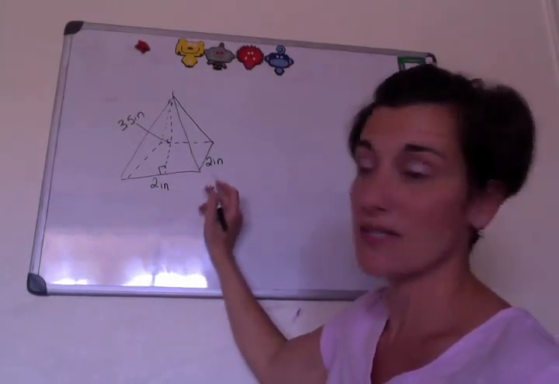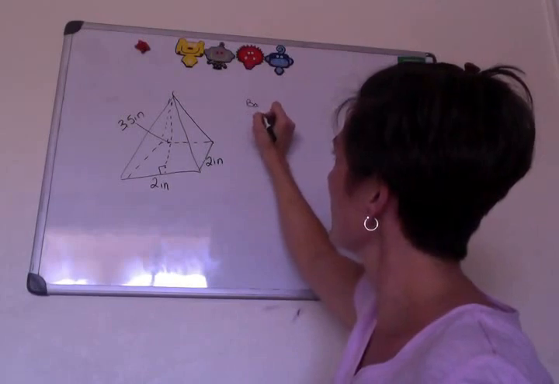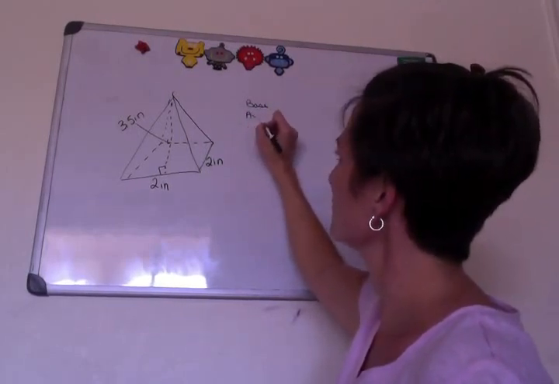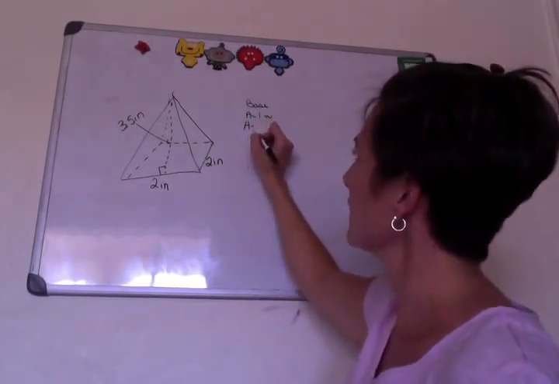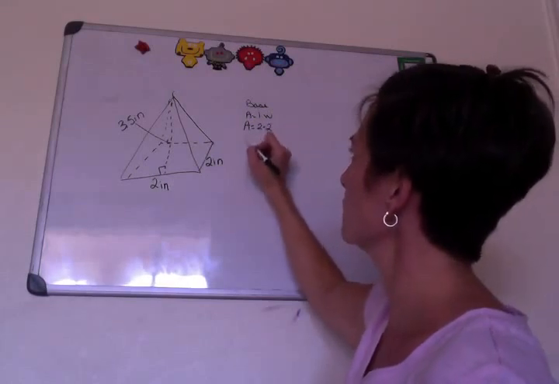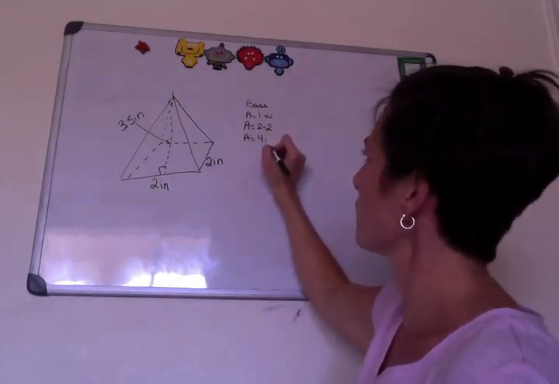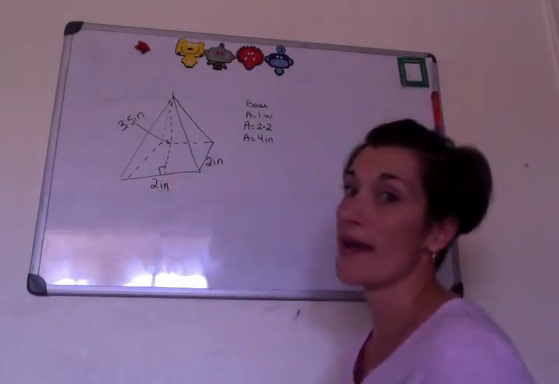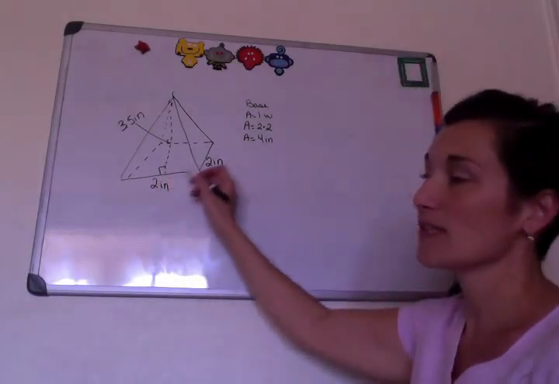All right, so I'm going to look at my base. My base, all of my sides are the same. So my base, the area, is length times width, or in this case is 2 times 2. So 4 inches is my base. Now I have 4 triangles since all of the sides are the same.